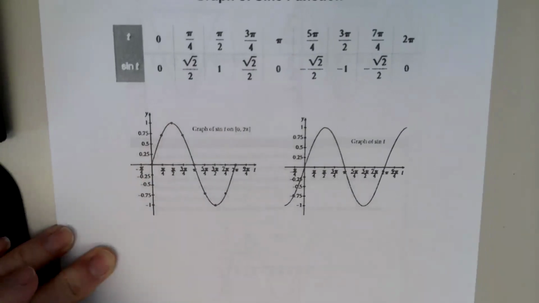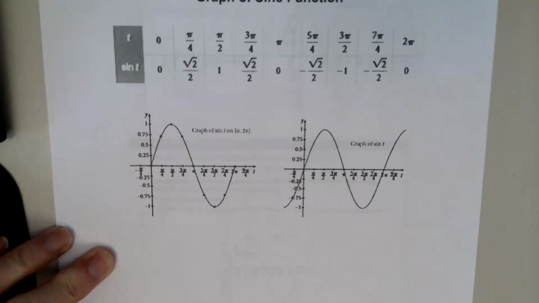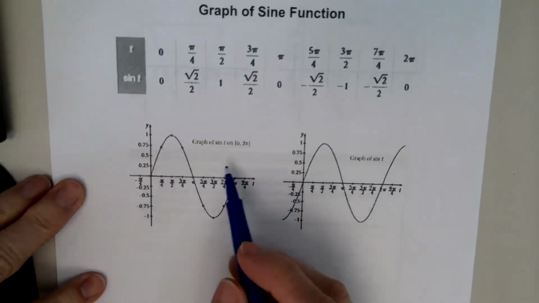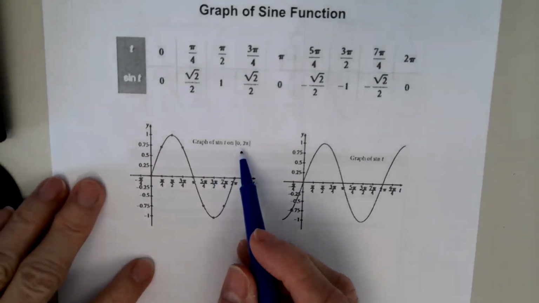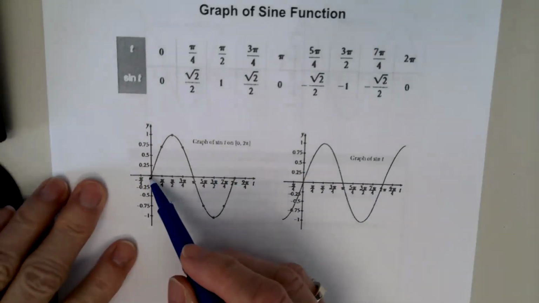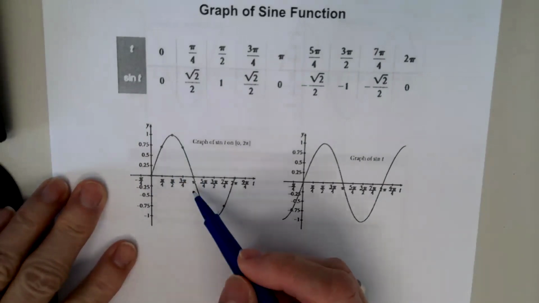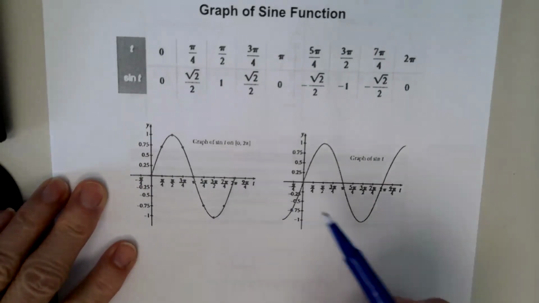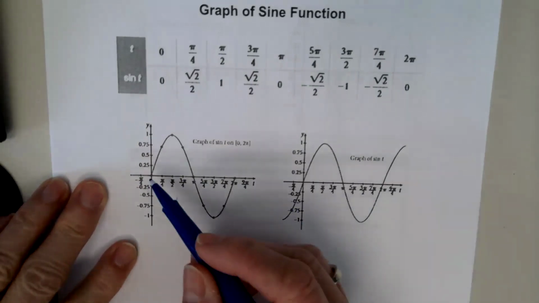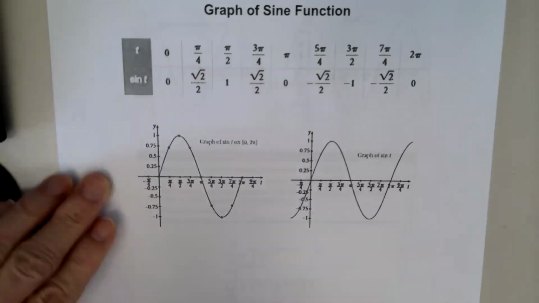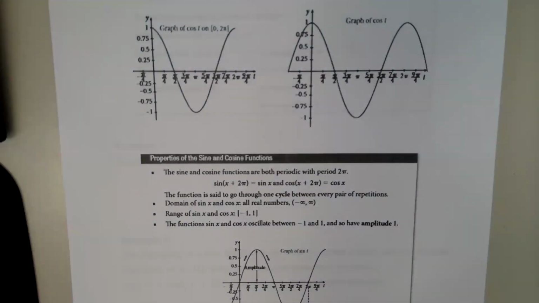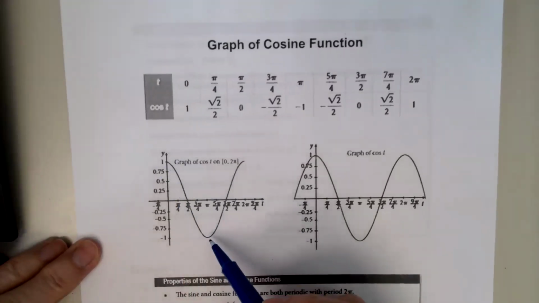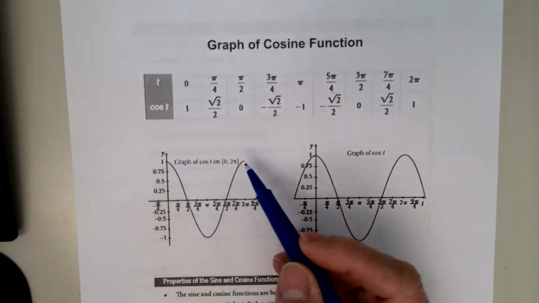So the graph of sine from 0 to 2π starts at 0, goes up to 1, back to 0, down to -1, and then back to 0. So it makes this cyclical pattern here. And this is what cosine looks like. Cosine is the opposite. It starts at 1, goes down to 0, down to -1, up to 0, back to 1.